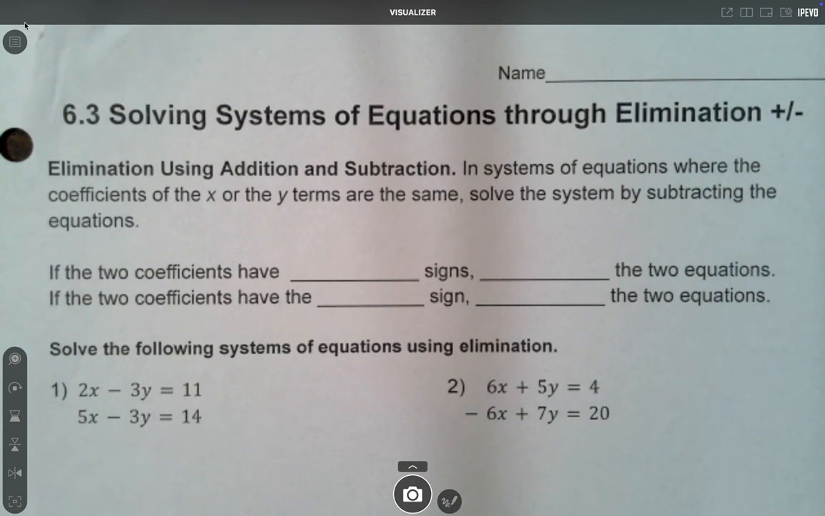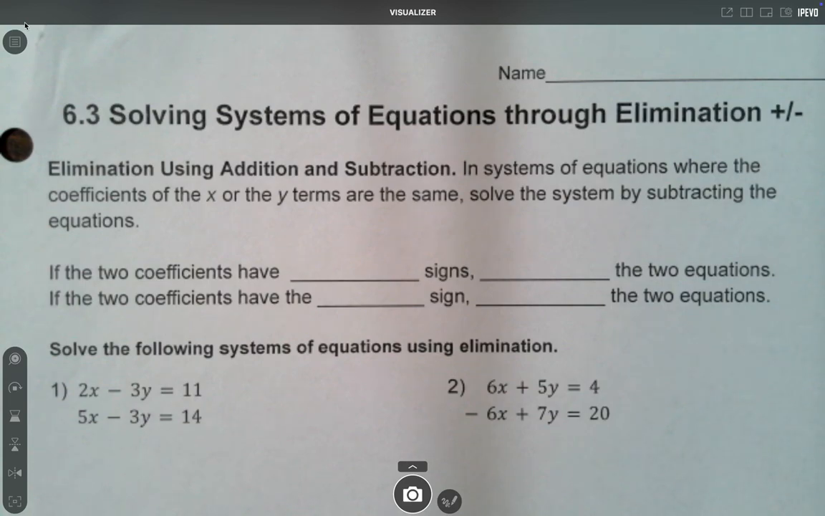Now we will have 2 lessons on elimination, and they're pretty similar, but we're going to start with a more basic version of elimination, and then in section 6.4 we'll get one that's just a little more complicated. It's just like one extra step, so it's not a lot more complicated. So today we'll talk about using elimination, using addition and subtraction.